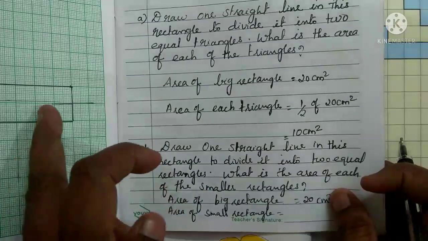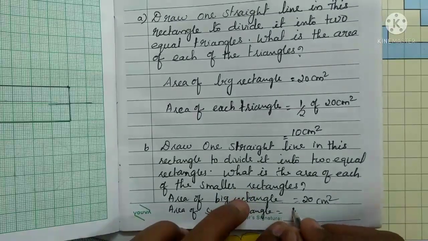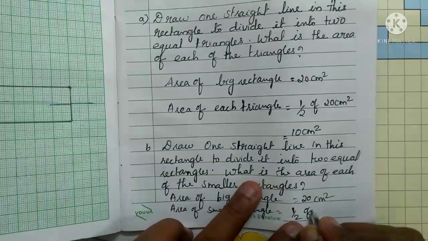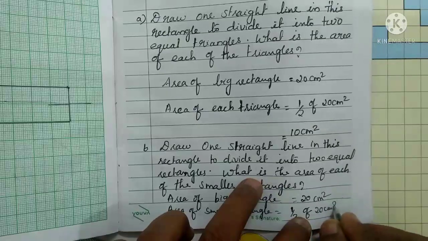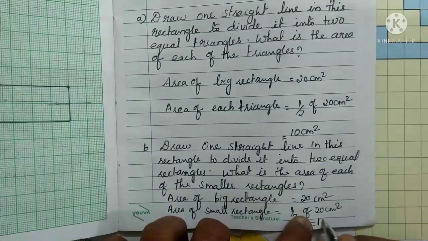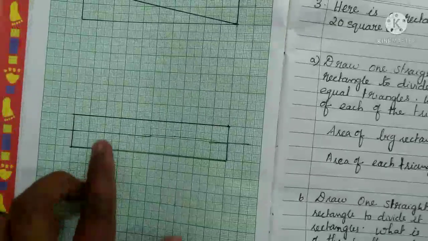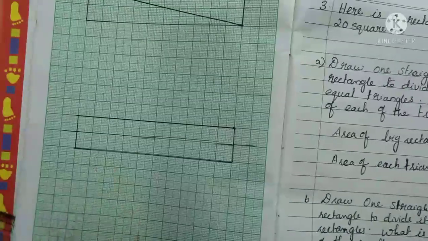Yes, this becomes two equal halves. So we need to find out the half of 20 centimeter square. Half of 20 centimeter square. What is the answer? Half of 20? 10 centimeter square. So the area of the small rectangle is equal to 10.